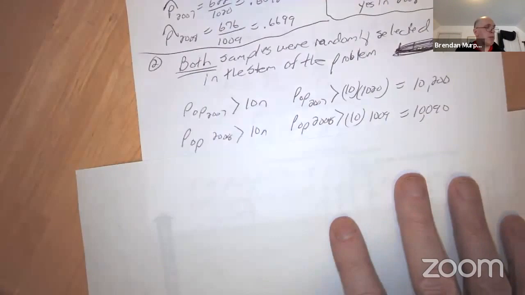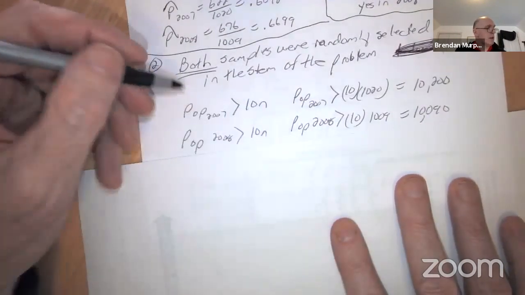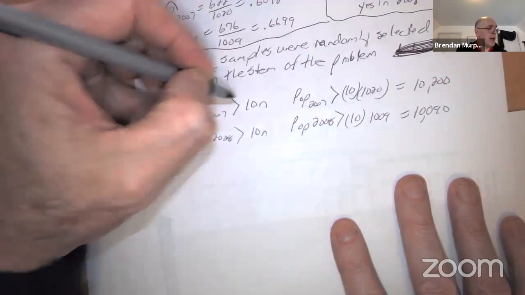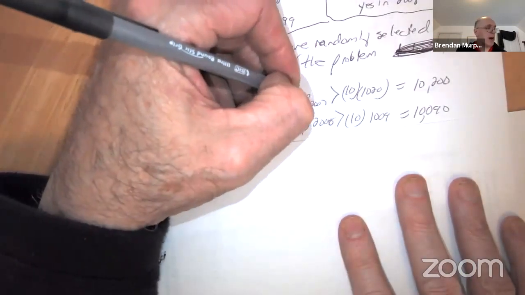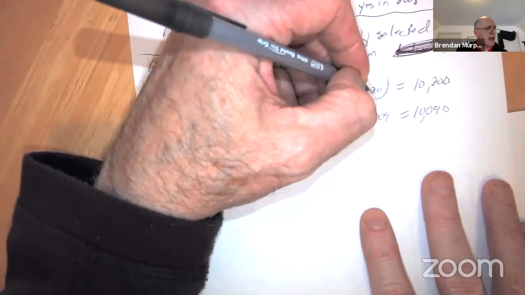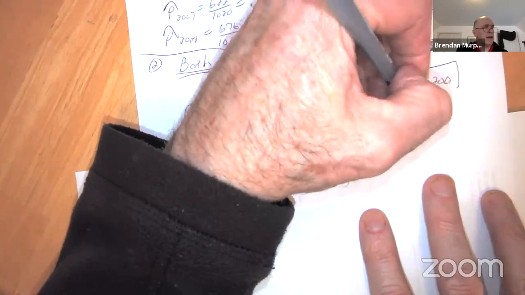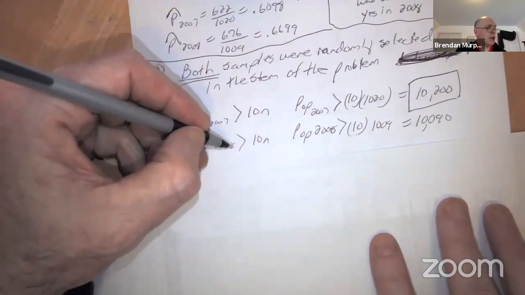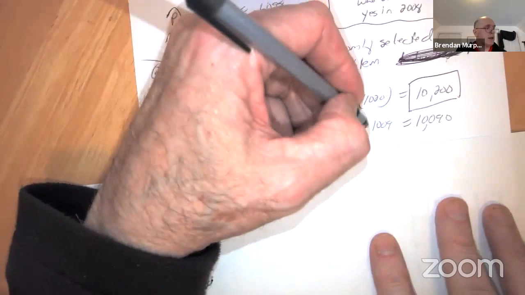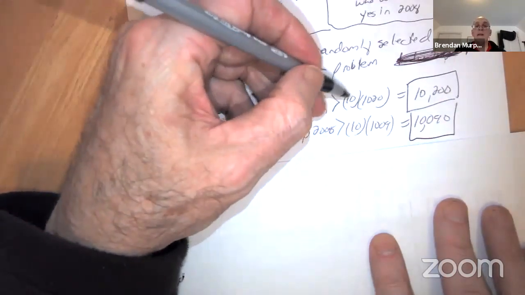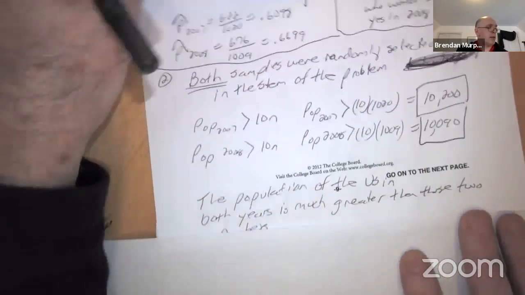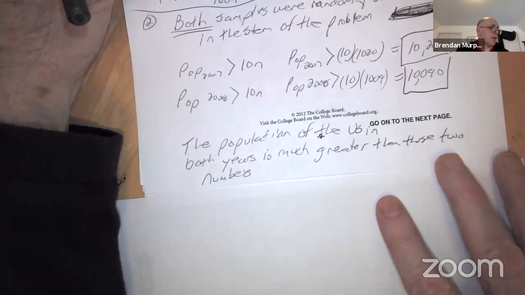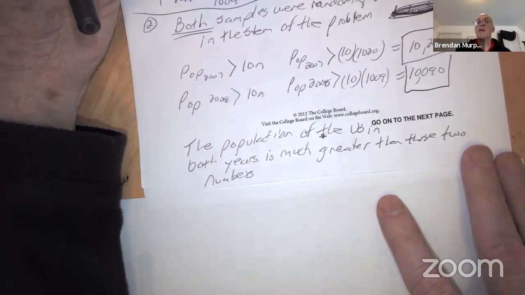I want to make sure my population size is big enough. Is the population in 2007 greater than 10 times my sample size, 10 times 1020, or 10,200? It feels like yes in the United States, but we'll come back and address that. Is the population in 2008 greater than 10 times my sample size, 10 times 1009, or 10,090? Again, we need to see this math. We need these numbers on your paper somewhere. And so down here, I've said the population of the United States in both years is probably much greater than these two numbers, and so we're safe there.